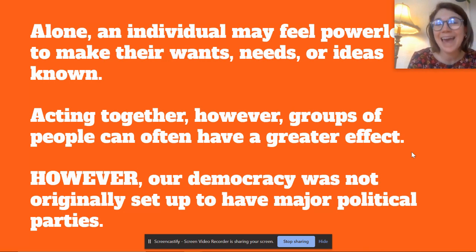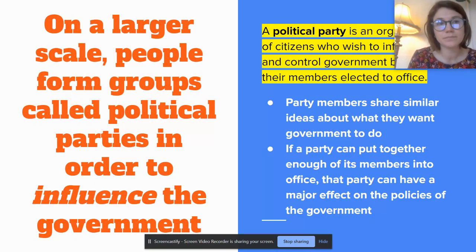But when we act together, right, groups of people can often have a greater effect. And I hope that's one thing that you've been learning this whole year, especially when trying to fight oppression. Think about the civil rights movement, the women's rights movement. People had to work together to get their ideas heard. Originally, our democracy, though, was not set up to have major political parties. You have to remember that. We are going to look later on this week at how George Washington felt about political parties.